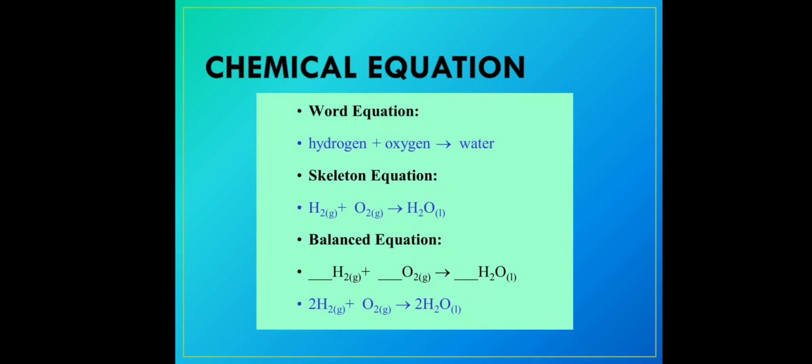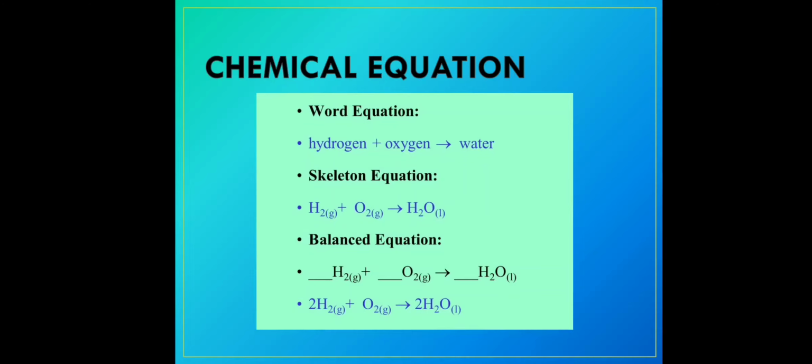The next topic in this chapter is writing chemical equations. What is a chemical equation? It is a representation of a chemical change. If you want to say that hydrogen reacts with oxygen, maybe the electric current is passed, and we get water, the worded equation can be written in words: hydrogen plus oxygen gives us water.